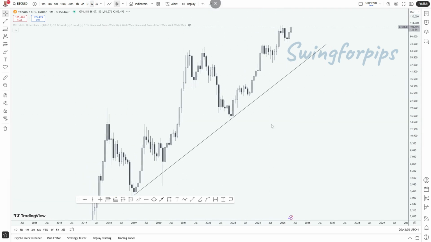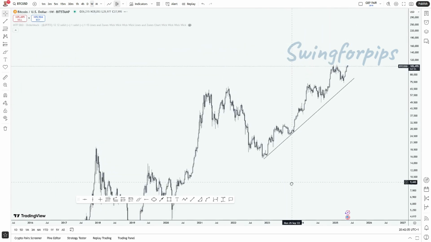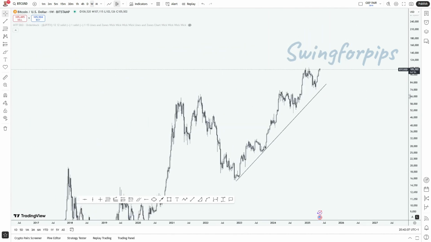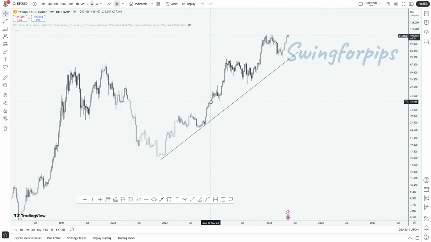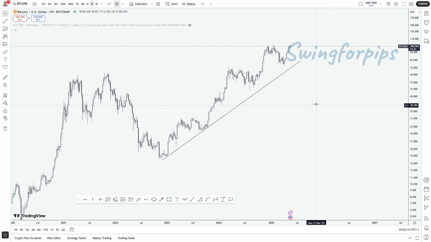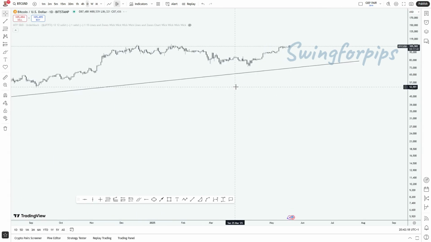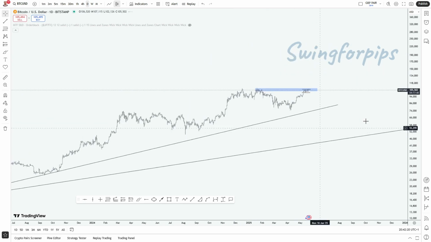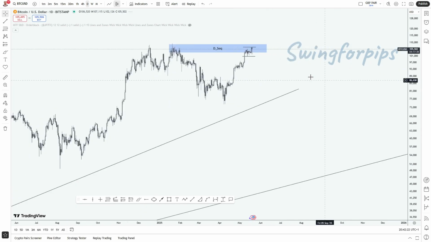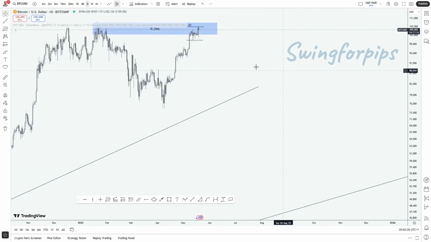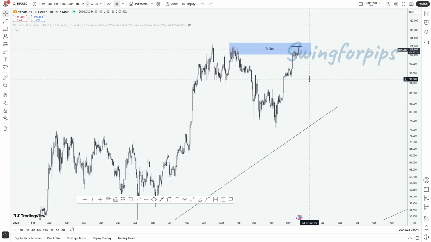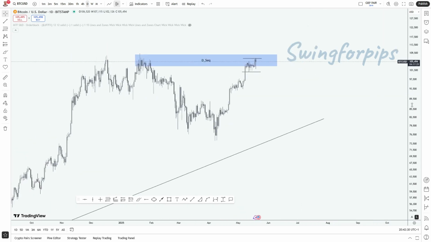Okay, we go to the weekly. It has also maintained this trend line on the weekly time frame. This is a no-brainer. There's no contesting here. It is bullish on the monthly, on the weekly, and on the daily also, price is bullish. However, price has actually given us a hint as to where it may likely go.